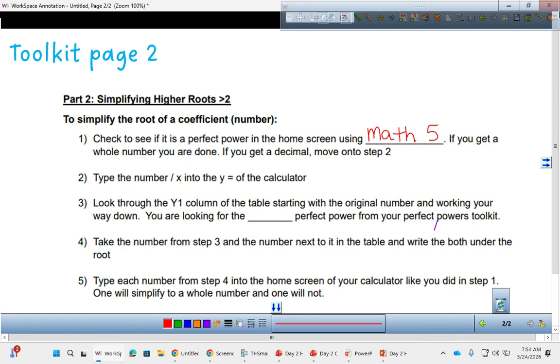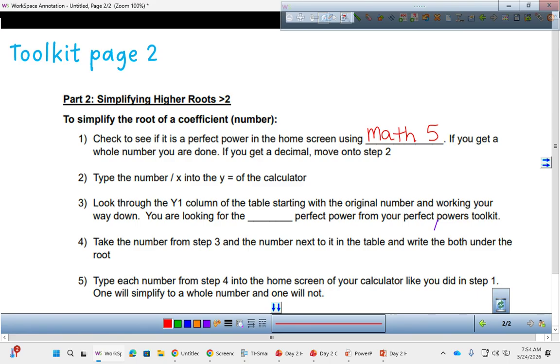Okay, once we hit math 5, if we get a whole number, we're done. So very similar to the first step of a square root. It's just we're using different buttons to get there if it's a different type of root. Okay? If you get a decimal, move on to step 2. Step 2 is not any different, so I don't have any fill in the blanks, right? Step 2 is going to be go to your y equals screen, do the number divided by x. That's not different than you did yesterday.